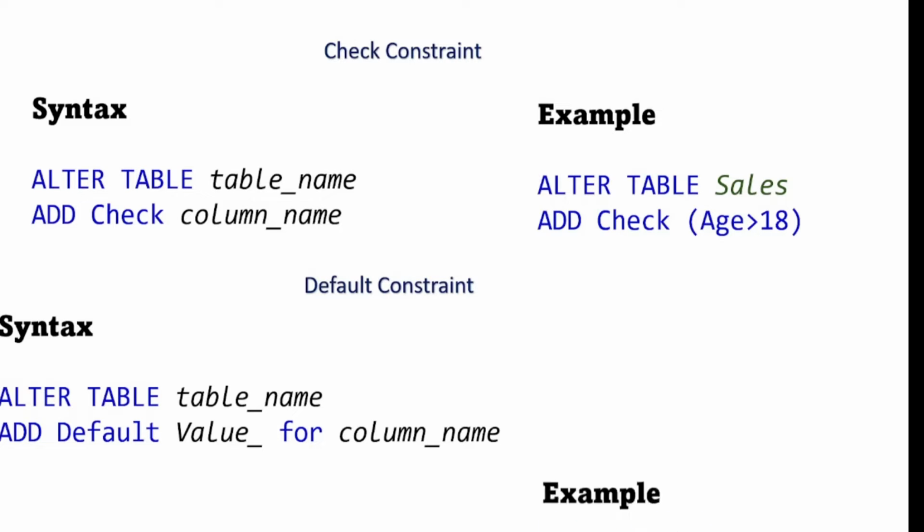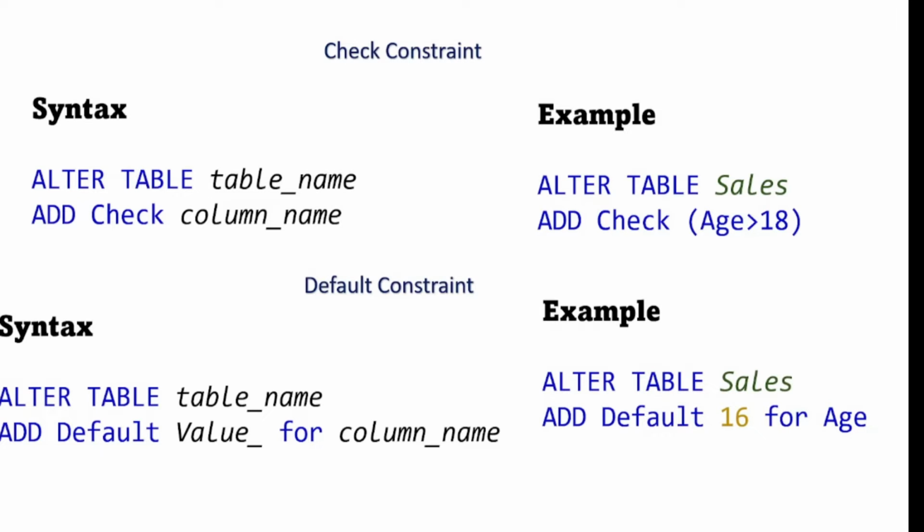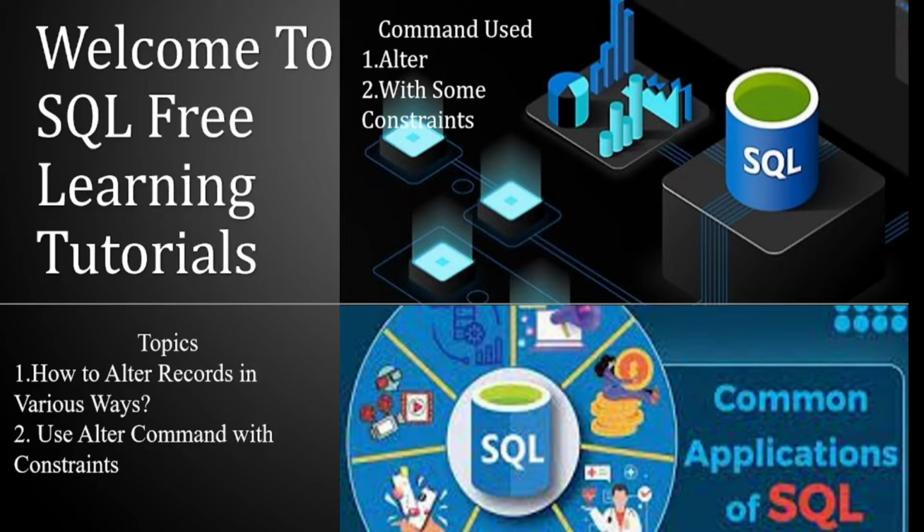And here is the example. Again we will use alter table, then sales, then we will use the add default keyword. And here we can see we have written the value, which is 16, and then the column name, which is age. This is your homework, you need to explore it by yourself. So I hope you are clear with all the uses of alter commands.